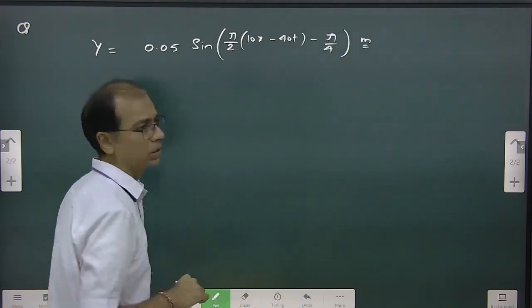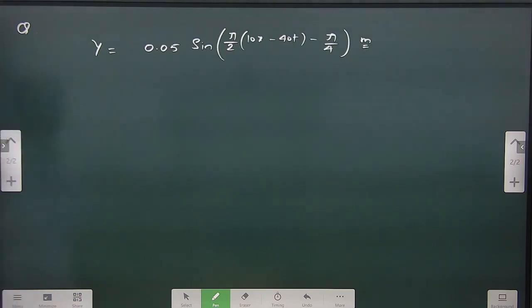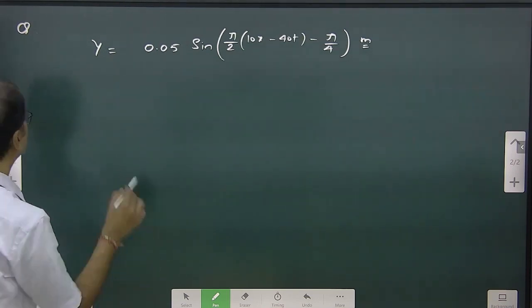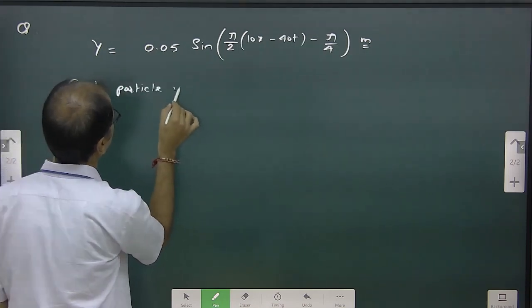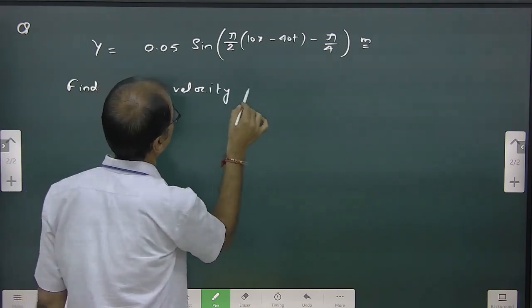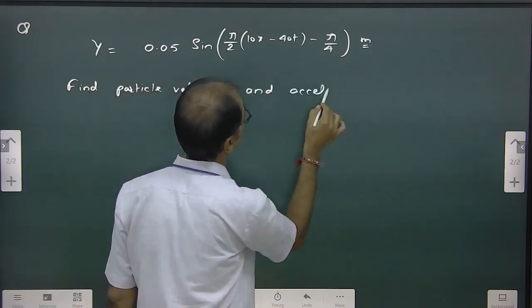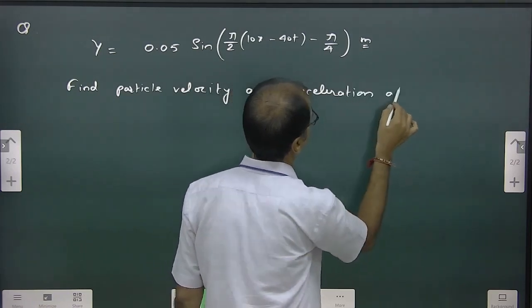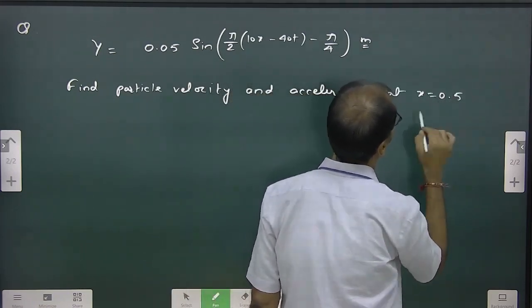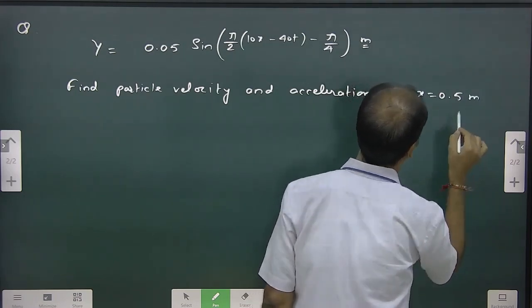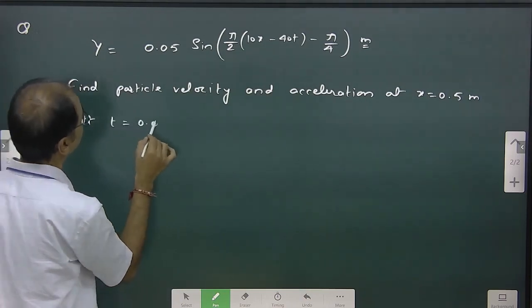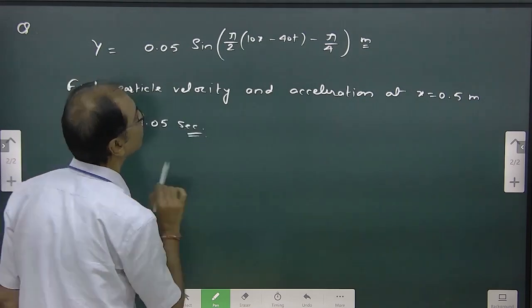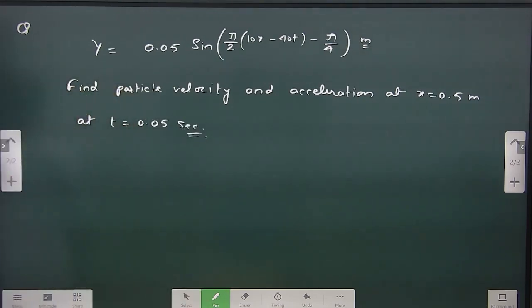Something like this, a wave equation is given. And the question is asking us, find particle velocity and acceleration at x equal to 0.5 meter at t equal to 0.05 seconds. Okay, note the question first.